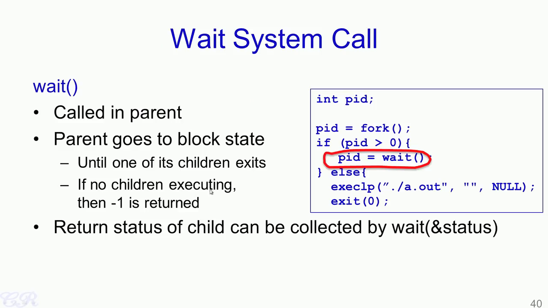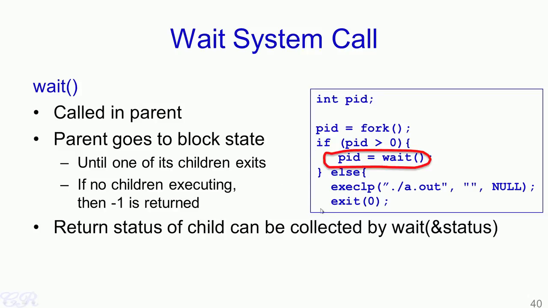Another important system call with respect to process termination is the wait system call. The wait system call is invoked by the parent. It causes the parent to go to a blocked state until one of its children exits. If the parent does not have any children running, then a -1 is returned.